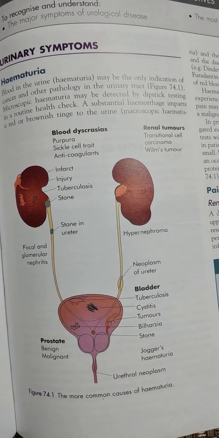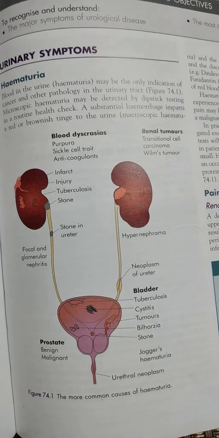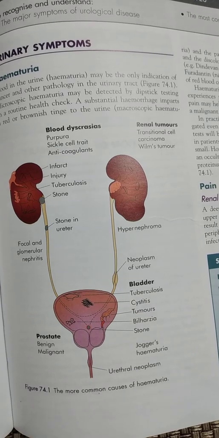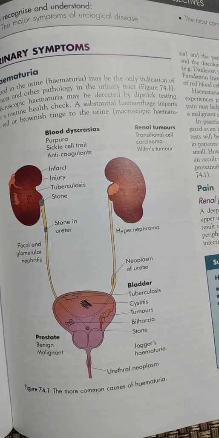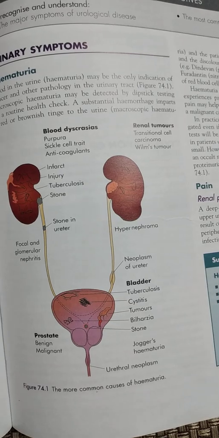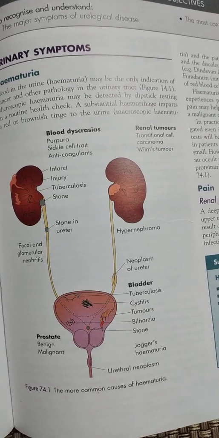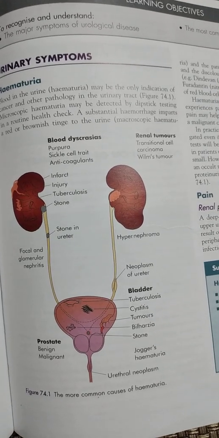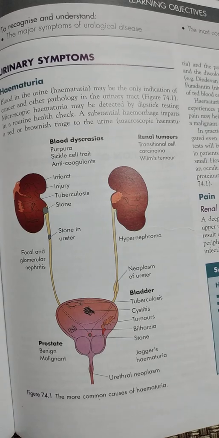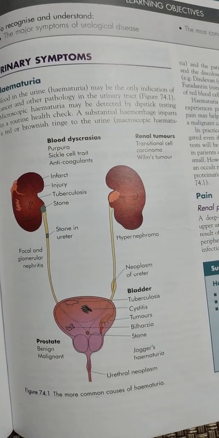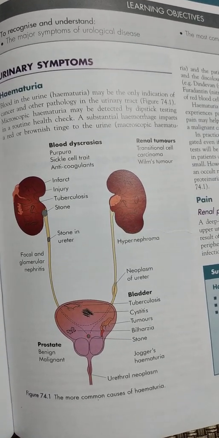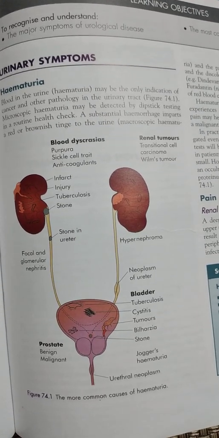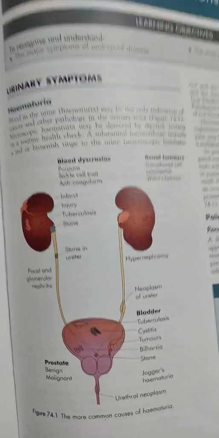So therefore, there are so many causes of hematuria, that is, passage of blood in the urine, which may not be visible to the gross eye, but under the microscope you can see the RBCs in the urine. Then it is called microscopic hematuria. The books mention that less than 3 RBCs are not significant. However, 3 or more than 3 RBCs qualifies to be called microscopic hematuria.